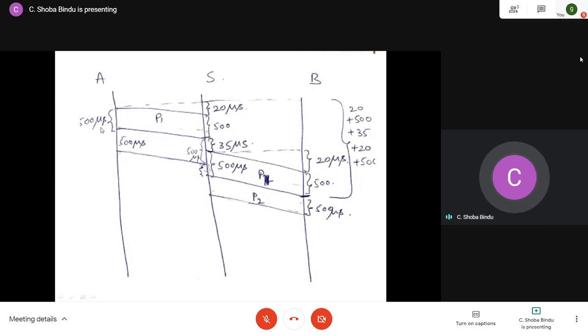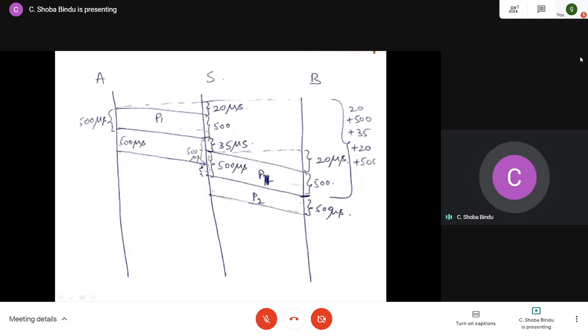So in total the last bit reaches S at 520 microseconds. 20 is the propagation delay, and it takes 500 microseconds for the last bit to be placed onto the channel. So with a delay of 520 microseconds, the complete first packet P1 will have reached S. Then it encounters a delay of 35 microseconds. This is the waiting time at S for the first packet.